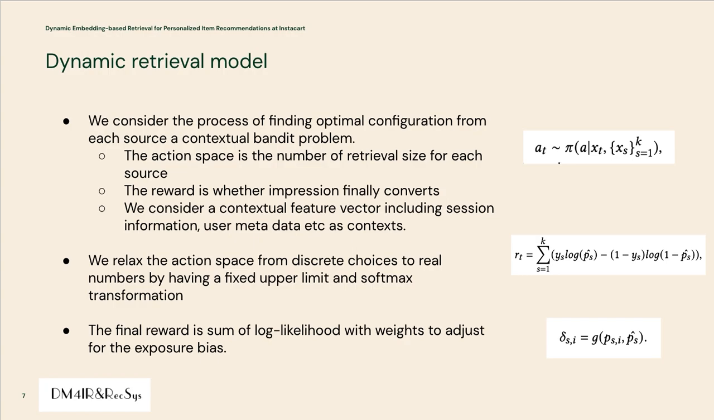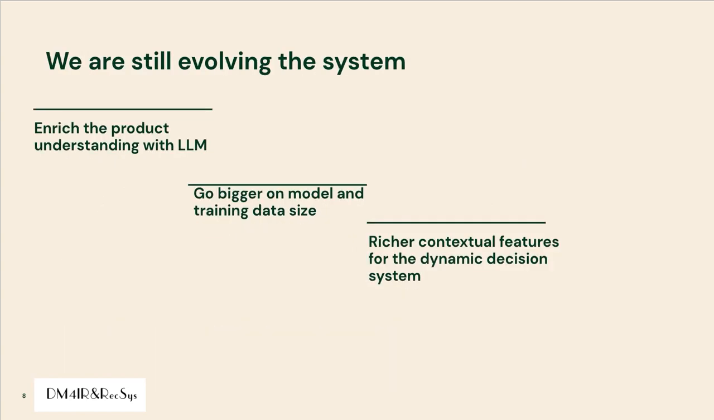To make the learning feasible, we relax the action space from discrete choices to real numbers. Basically, we take a softmax probability and multiply it by the upper limit of the number of items we want to retrieve. To learn this model, we use the reward as a sum of log likelihood, and we adjust the weight based on the popularity within the retrieval source and between the retrieval sources to adjust for the exposure bias.